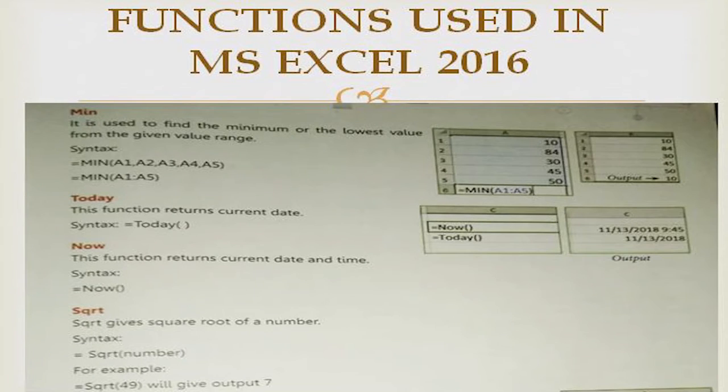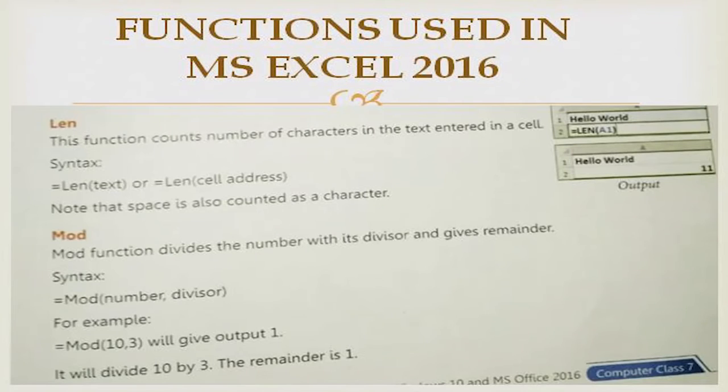Next one, the TODAY function. The TODAY function is used to return the current date. Next one is the NOW function. The NOW function will return the current date and time. Next one is square root. Square root gives the square root of a number. For example, what is the square root of 49? The output will come as 7. And next one is the LEN function. The LEN function counts the number of characters of text entered in a cell. That means it will count how many letters are there in that particular word.